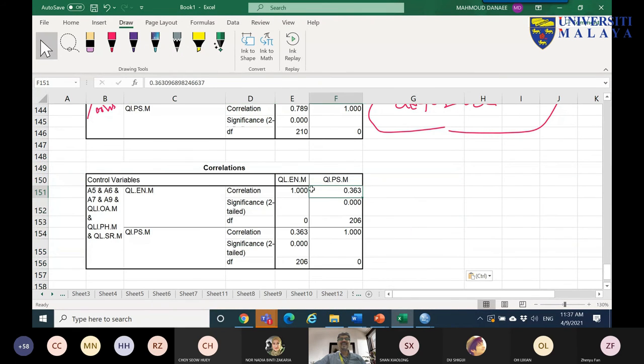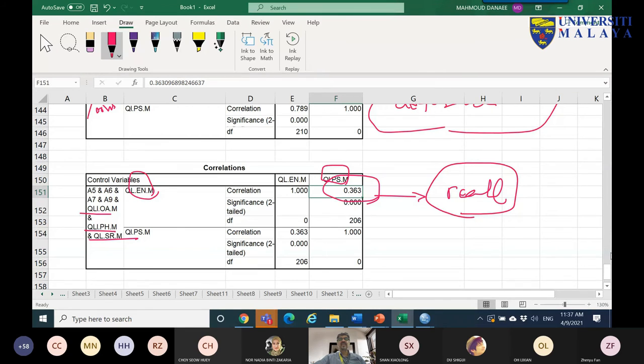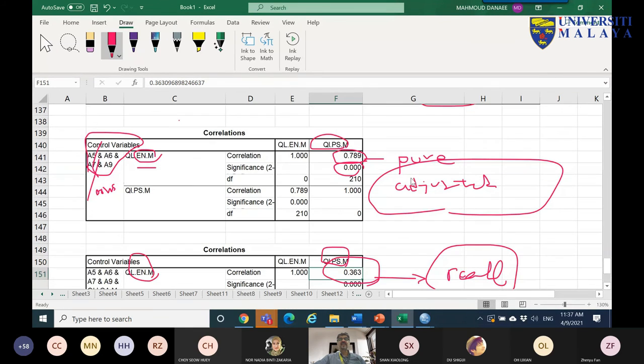So the pure relationship between psychological and environmental, when I fix the physical or social relationship or quality of life, is how much? So this is the real, actual correlation coefficient or relationship. Look at here, how much was it before? 7, 8, 9, and now it's almost half. So this is the pure relationship or effect between environmental and psychological.